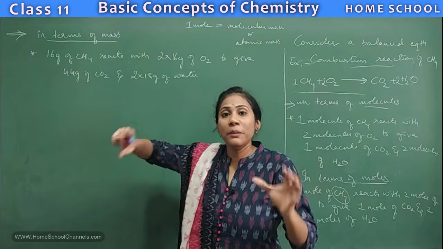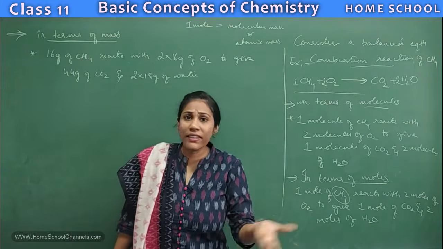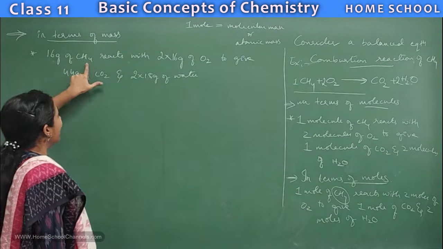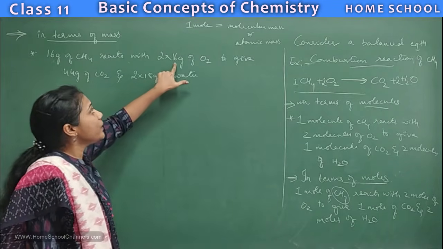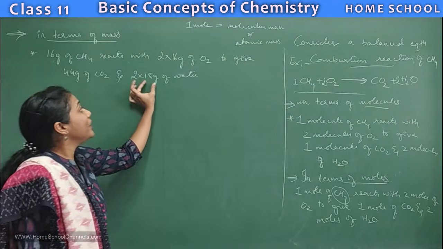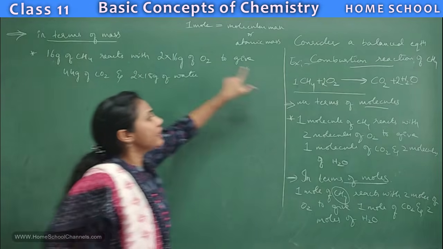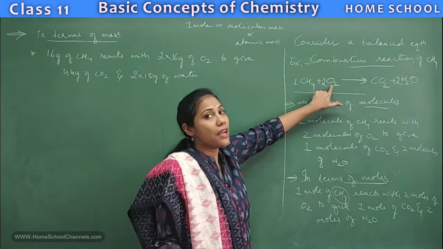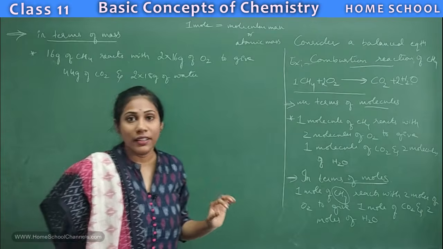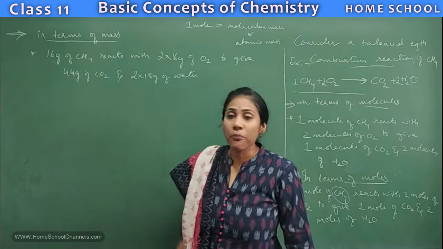Remember, 1 mole of anything is equal to its molecular mass or atomic mass. This is all we studied in mole concept, right? Using that, I could write 16 grams of methane reacts with 2 into 16 grams of oxygen to give 44 grams of carbon dioxide and 2 into 18 grams of water. Why did I multiply here by 2? Because it is 2 moles. 1 mole means 16 grams, but here you have 2 moles, no? So 2 into 16. Similarly with water. So this is how you can talk about this chemical reaction in terms of mass.